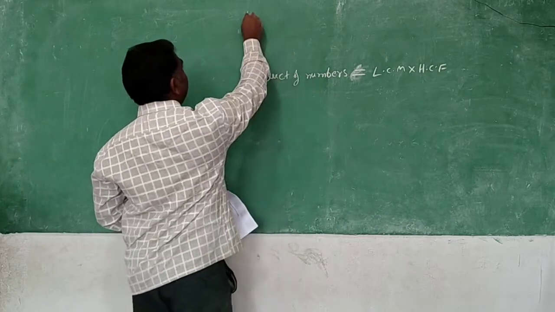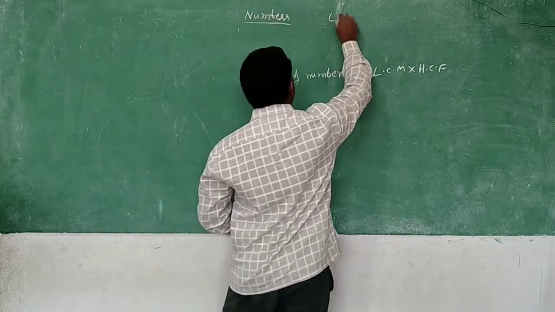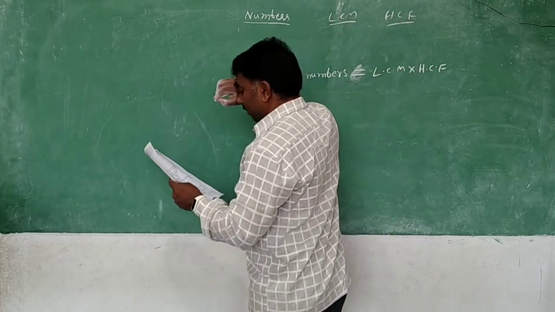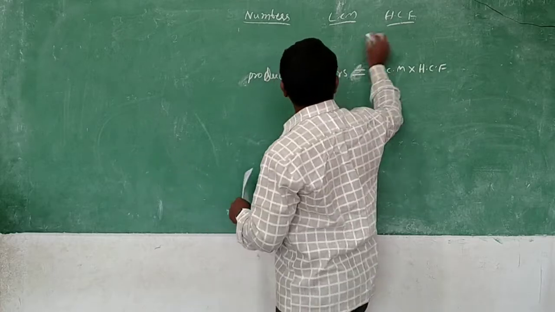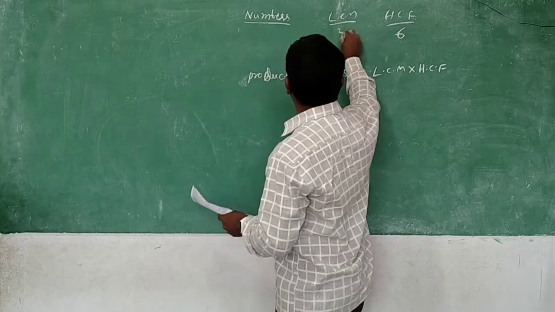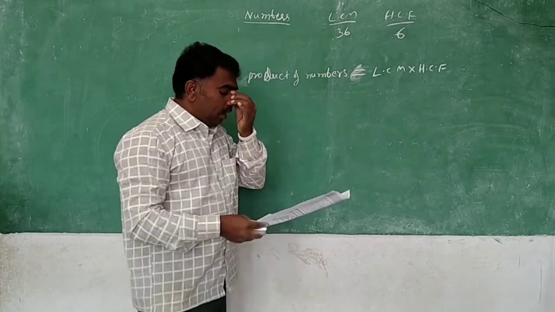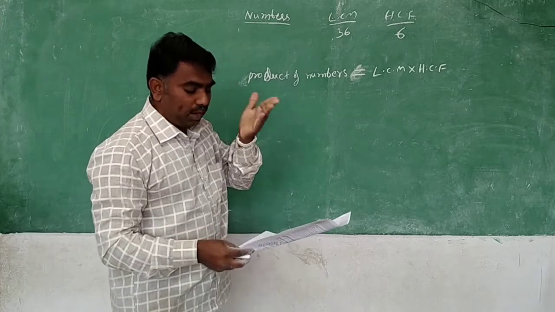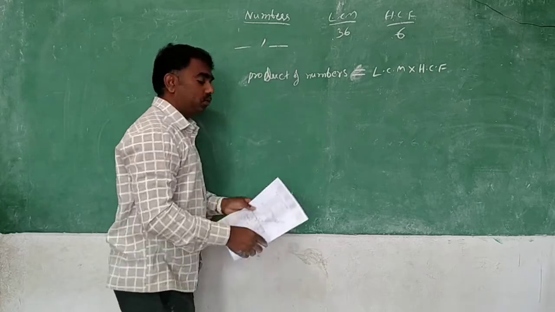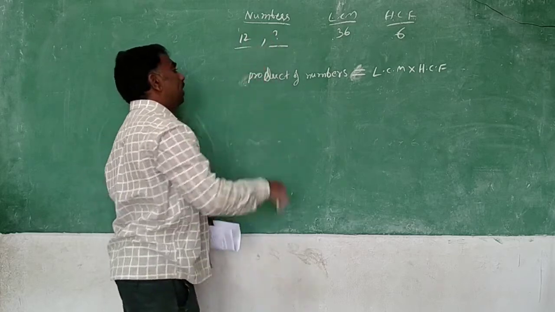Question number 4 he has given. In this, what numbers will you take? You will think of LCM and HCF. In this problem he has given the HCF of two numbers is 6, and LCM is 36. HCF you know, LCM you know. And then one of the numbers is 12, find the other number. Here two numbers will be there, first number and second number. One number is given, one number is 12, and what will be the other number?